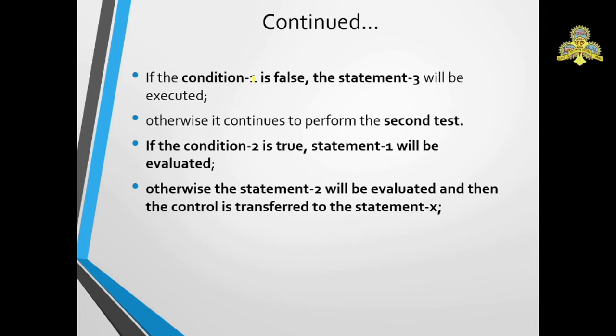Here, if condition 1 is false, then statement 3 will be executed. Otherwise it continues to perform the second test, means the innermost if statement will be executed. If condition 2 is true for the innermost if statement, then statement 1 will be executed. Otherwise, statement 2 will be executed and then the control is transferred to statement X.